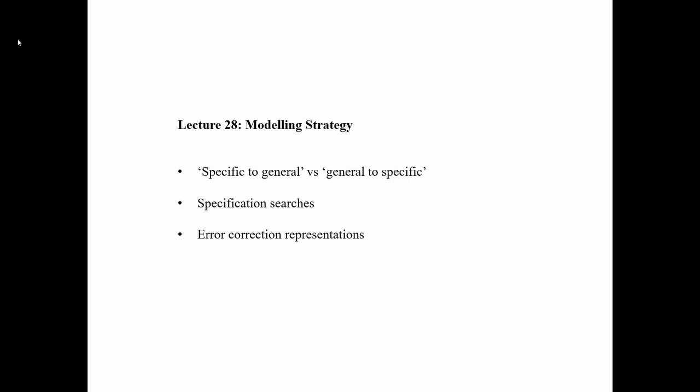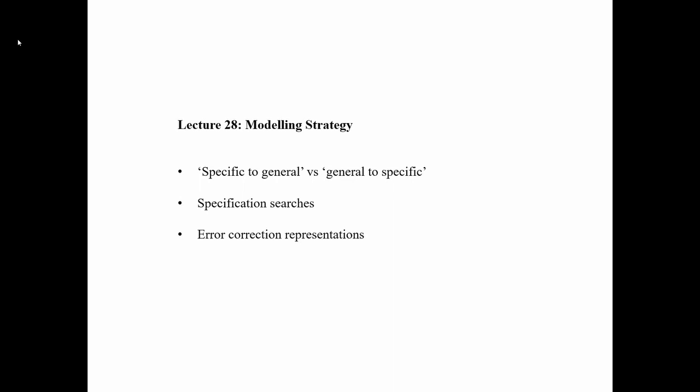This lecture is concerned with modelling strategy. Basically, we're interested in how we choose what we would consider to be a good model. We start off by contrasting two different types of approach to this. One is what we call the specific to general approach. The other is the general to specific approach.